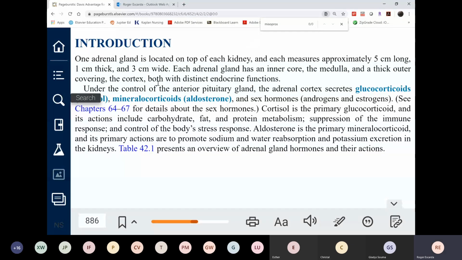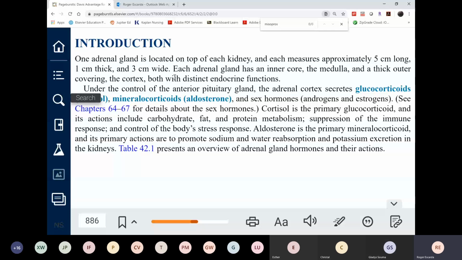So this is chapter 42, adrenal disorders. So there are three major hormones secreted by the adrenal gland, the three S's. So we have the salt, sugar, and sex hormones. The salt hormone, of course, is the mineralocorticoid, aldosterone. Then we have the sugar hormone, which is your glucocorticoid, which is cortisol. And then finally, your sex hormones, androgens and estrogens.